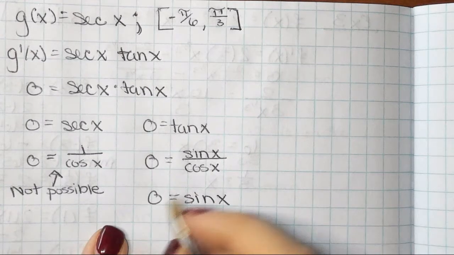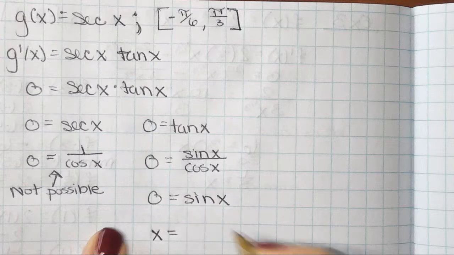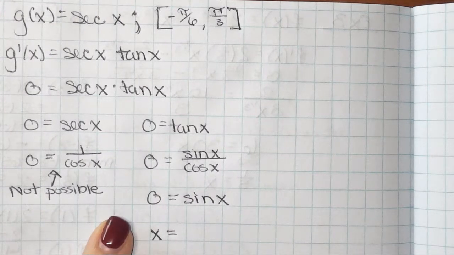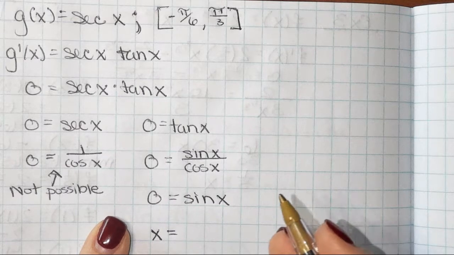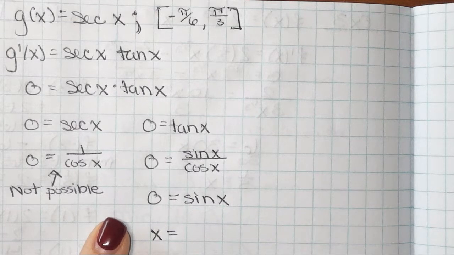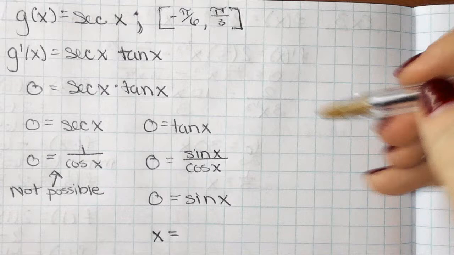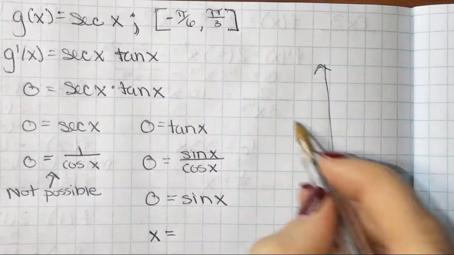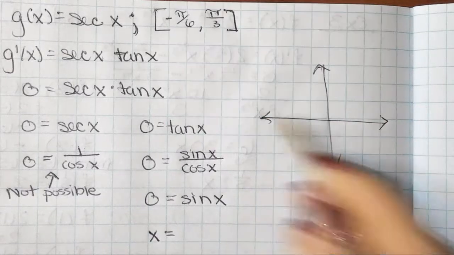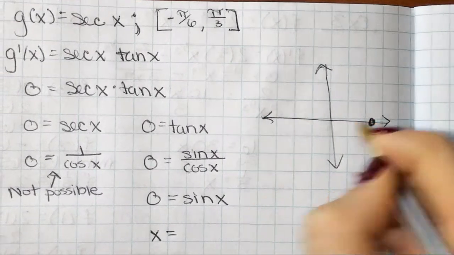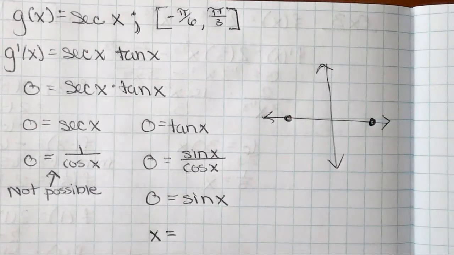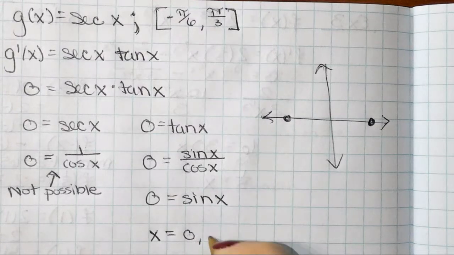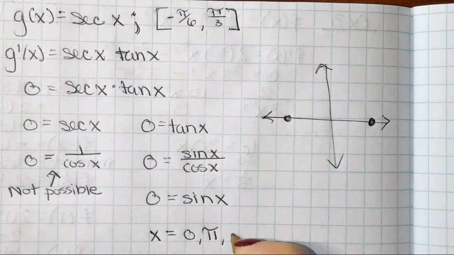Sine is related to the y value, guys. If we go back, the only time that occurs is here and here. What values are those? 0 and pi, and 2 pi, right?